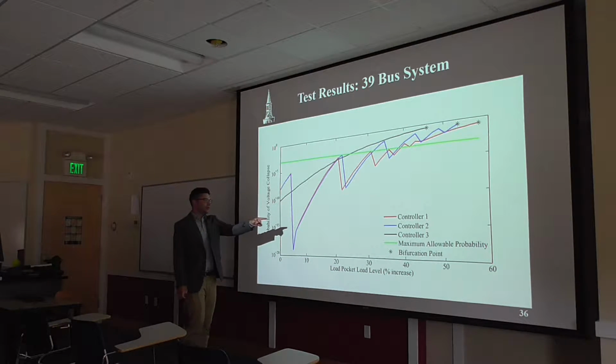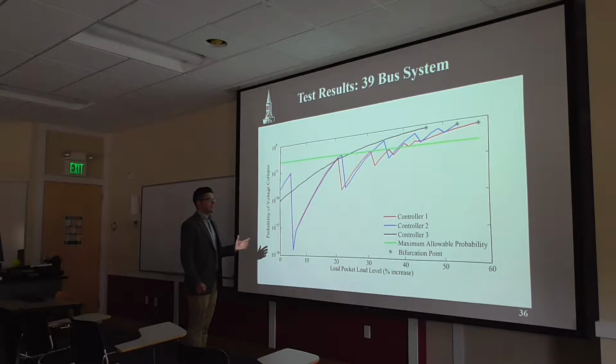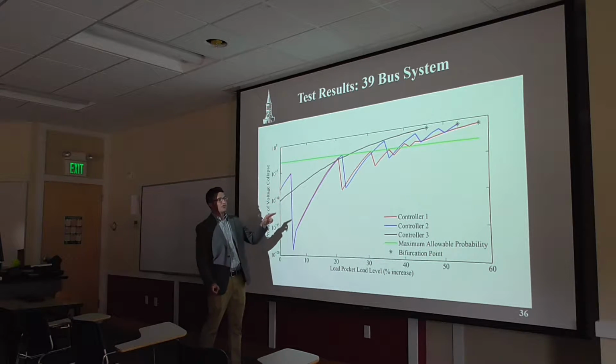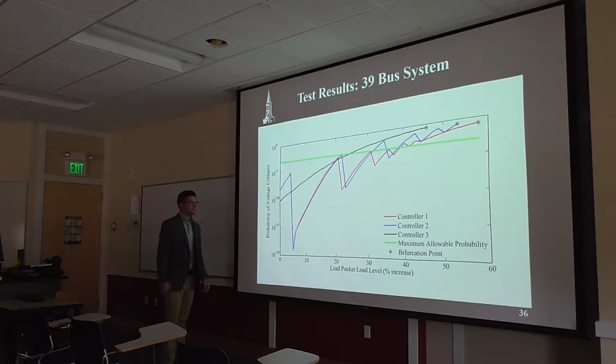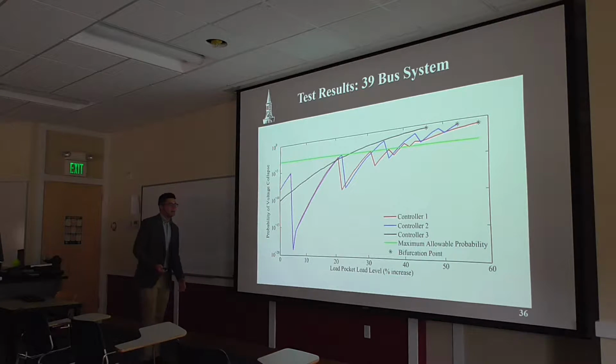We're seeing that controller 3 is taking continuous control action, but again, it's not taking enough control action. And again, this green line is the maximum allowable probability of voltage collapse.